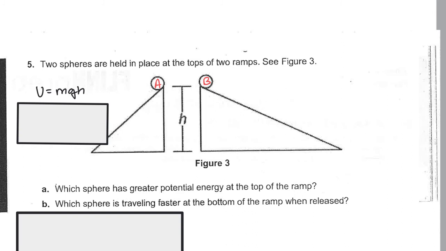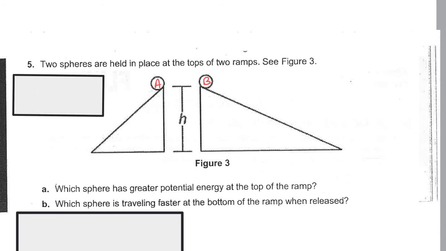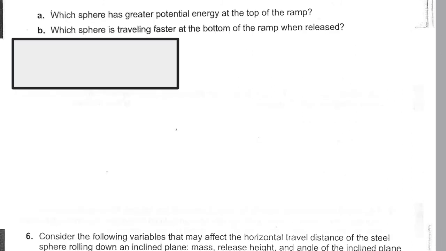Letter B, which sphere is traveling faster at the bottom of the ramp when released? So I'll give y'all a second to think about that, and then we'll vote again. This time I'll give y'all the option of neither as well. So A, B, or neither. Okay, let's go ahead and vote. If you think A, raise your hand. If you think B, raise your hand. If you think neither, raise your hand.